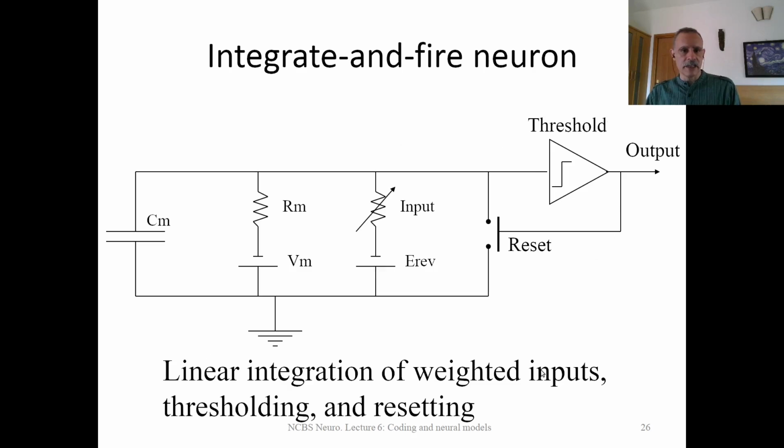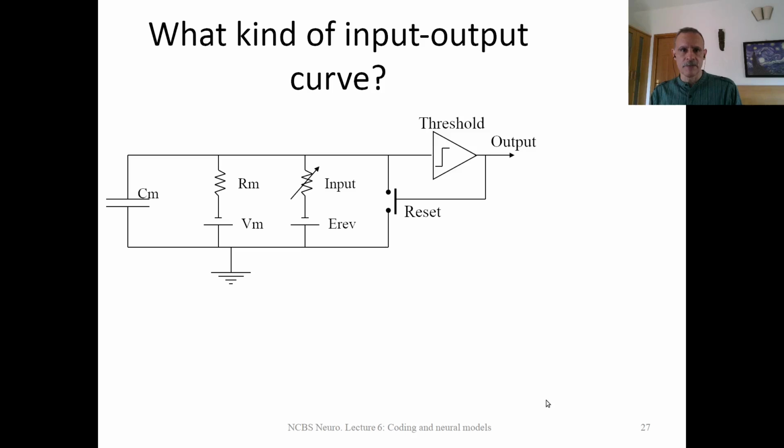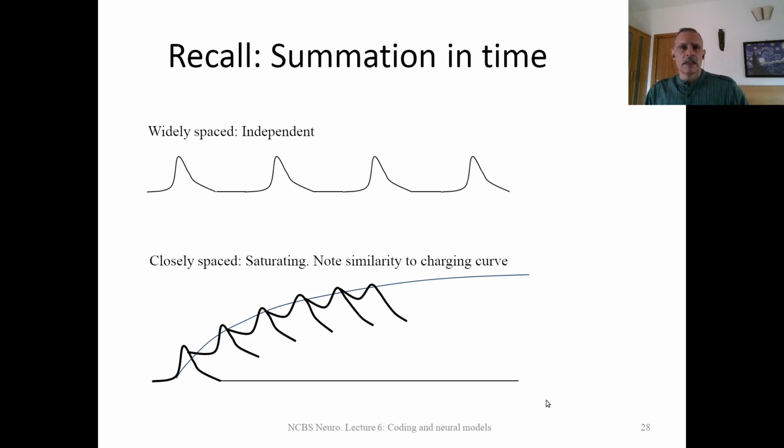Okay, so this does linear integration of weighted inputs. It does thresholding and resetting. Let's see some of the properties of this. What kind of input-output curve would you get with something like this? So let's think back a bit, right? You remember the analysis we had done for synaptic input. If you have widely spaced synaptic input, each of the synaptic inputs coming after a long interval is independent. The previous one is already over by the time the new one comes along. So you're not building up at all. But if your inputs come very close to one another in time, you end up with some kind of a build-up. It's a kind of a charging curve that you see.